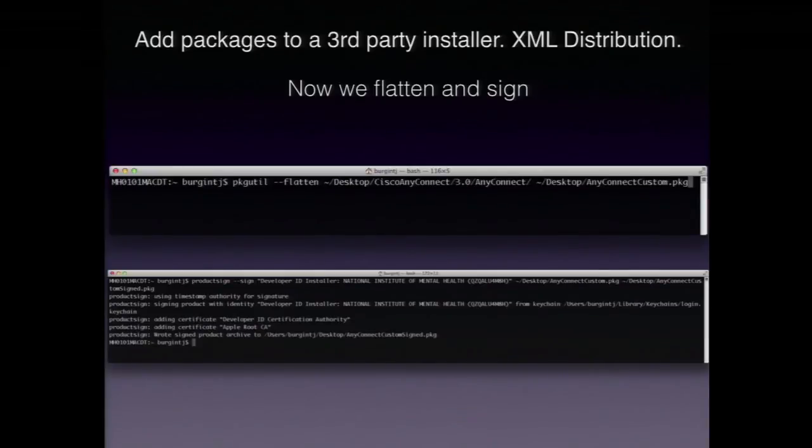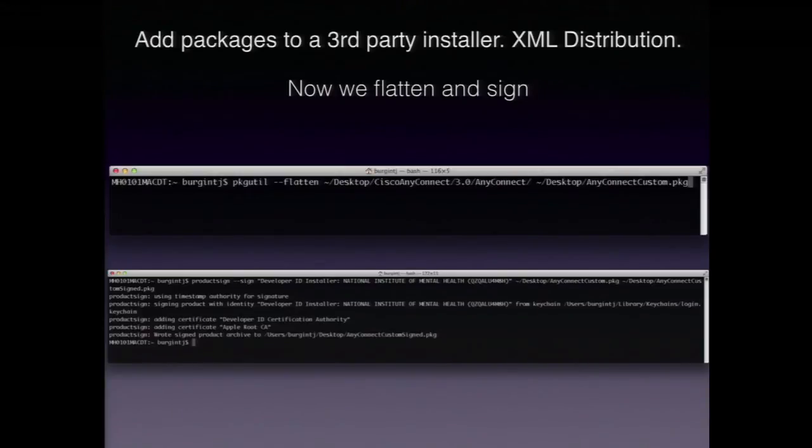So once you do that, you flatten it back up. You basically give it the source, which is that desktop item, AnyConnect, it's a folder, and you rename it to whatever you want to, .pkg, and when you do that, you got a modified .pkg. You can sign it if you want to or not. It's super simple syntax as well.